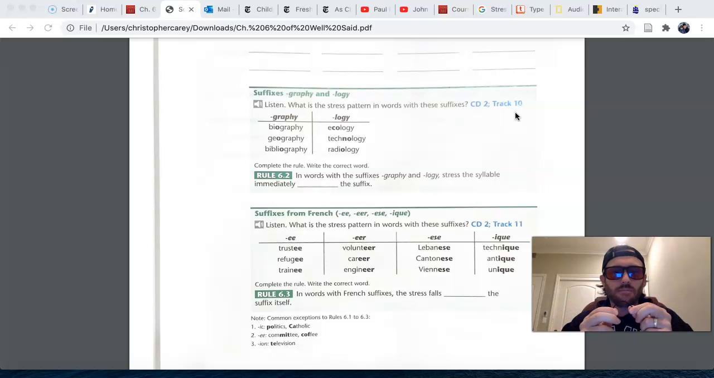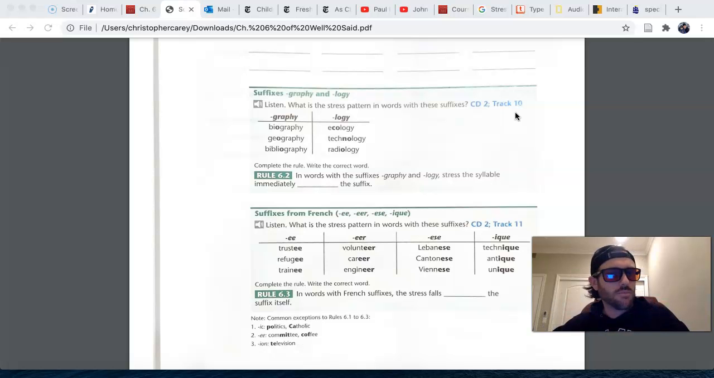Biography, geography, bibliography, ecology, technology, radiology.